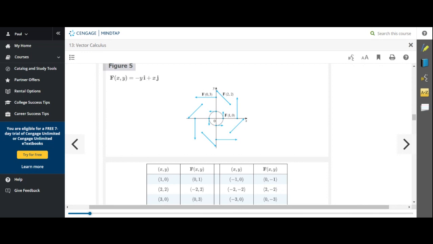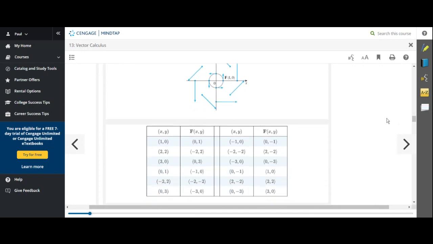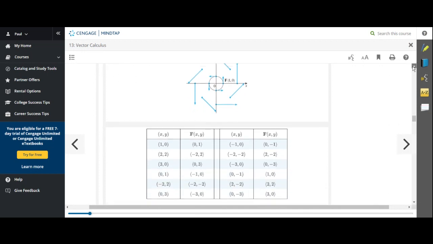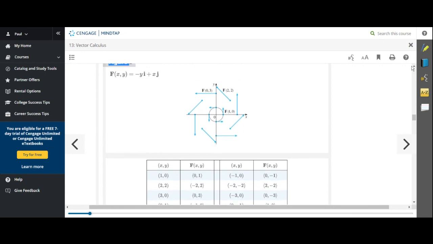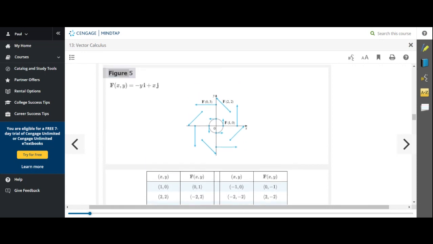And you can plot many vectors. You can pick many points in the xy plane, and at each point draw a vector. And they do that. They draw a lot of vectors, and then they plot all the vectors in the field in figure 5, and that gives you your vector field.